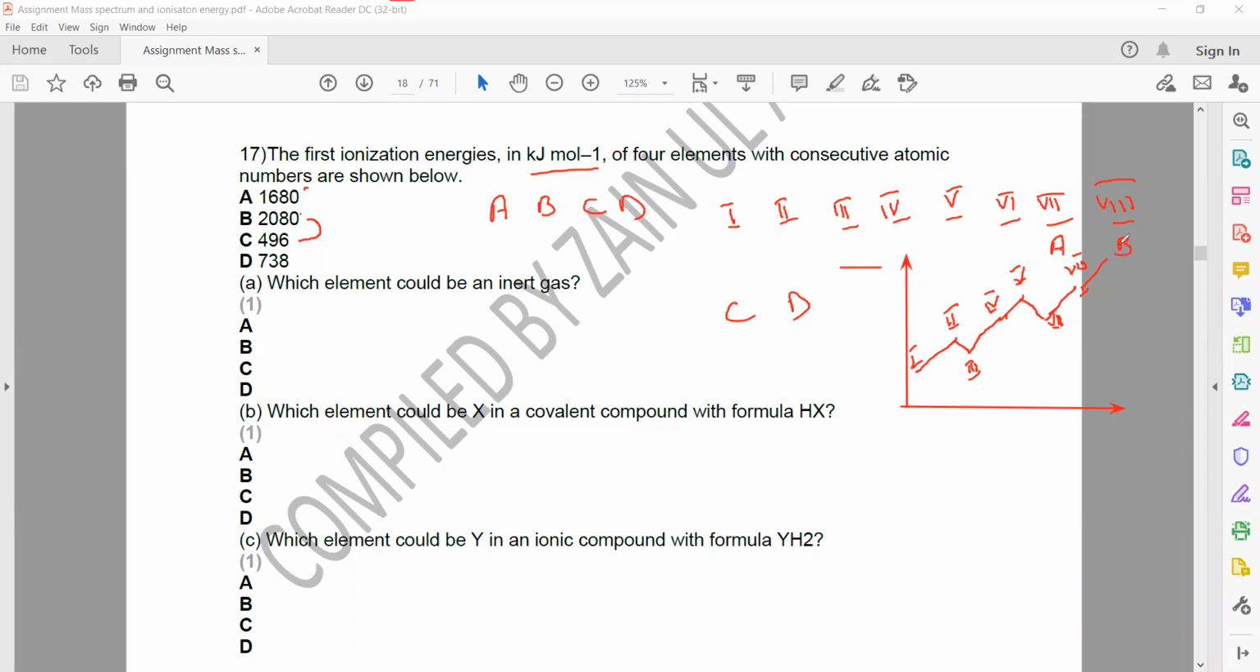Why? Because first the ionization energy was increasing across the period, and it continued to increase. A is increasing, then B, and then from C it decreases, and it's a big decrease. So what does it show? It shows the period change.